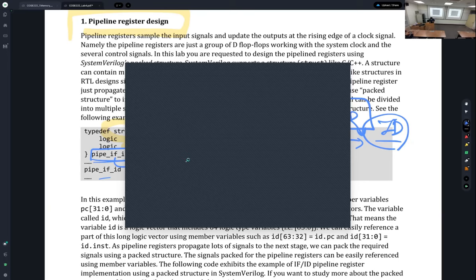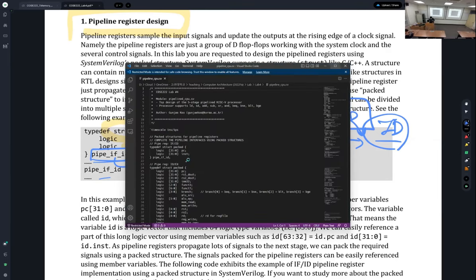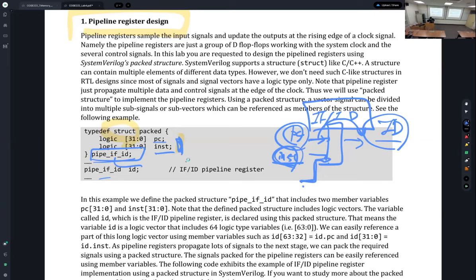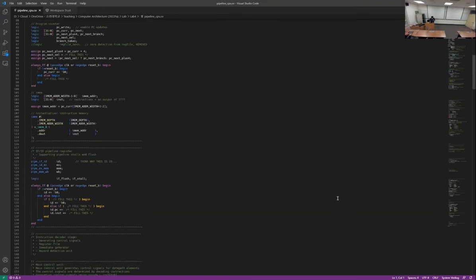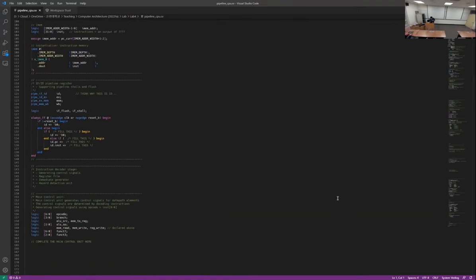Okay, this is a little bit... It's not sure. Okay. Oh, it's too small. So actually, sorry.